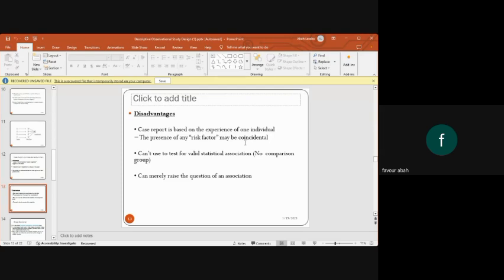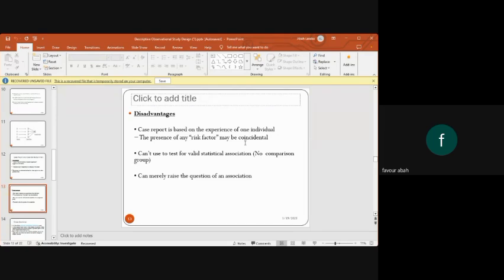So these are the disadvantages. But it's a good place to start. It's a good place to attach your name. Oh, the first person to discover, I've seen this in this part of Nigeria, or in this part of Plateau State, is titles or something. Then it can merely raise the question of an association.